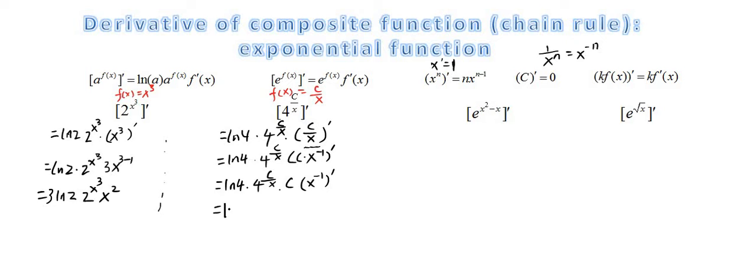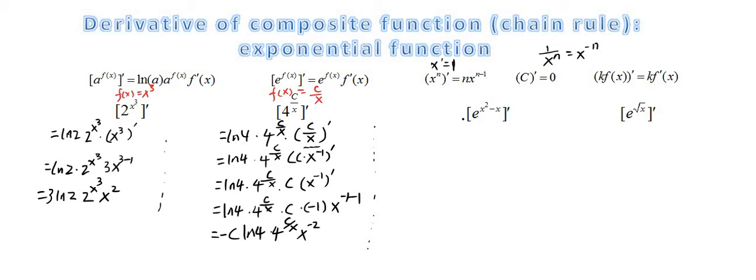So we have ln 4 times 4 to the power c over x times c. Here's a negative 1, x to the power negative 1 minus 1. Okay, we can move the negative and c in front of ln 4. So we have negative c ln 4 times 4 to the power c over x times x to the power negative 2. Now let's take a look at the third example.